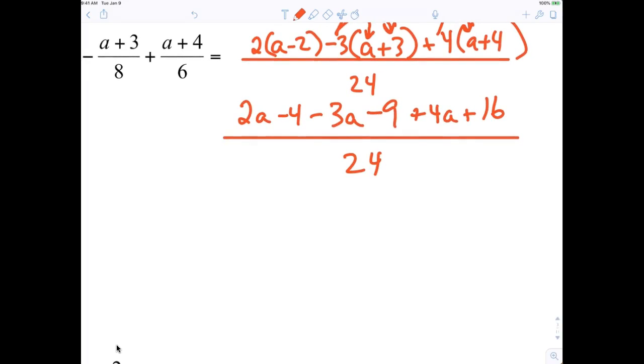3a minus 3 minus 2. So 16 plus minus 4 minus 12. So minus. Oh, I forgot that.